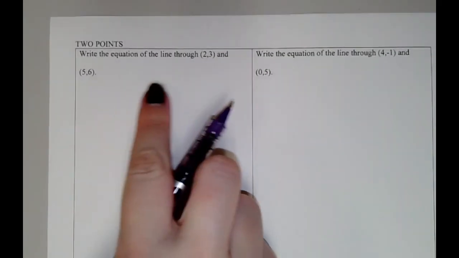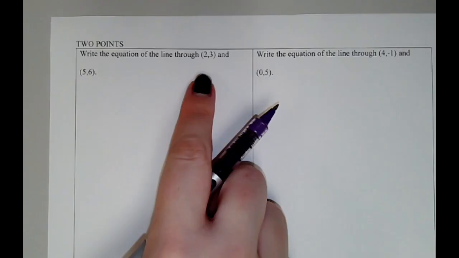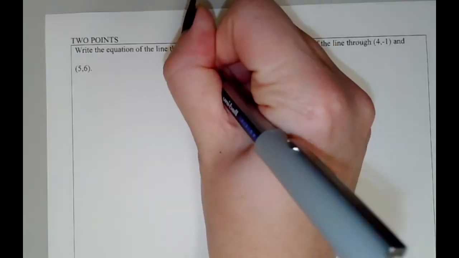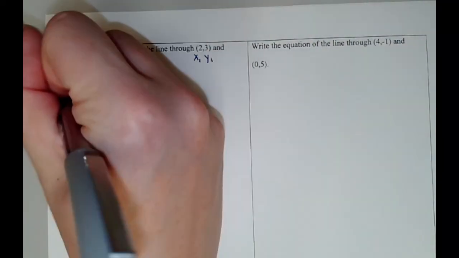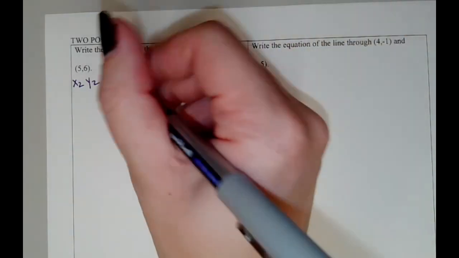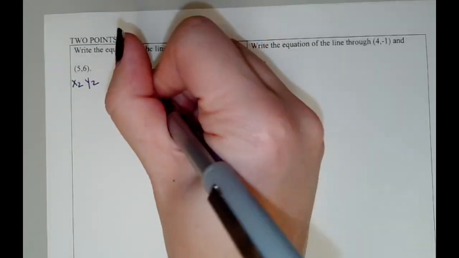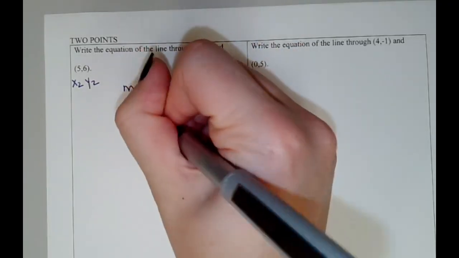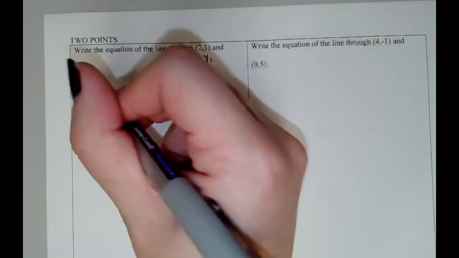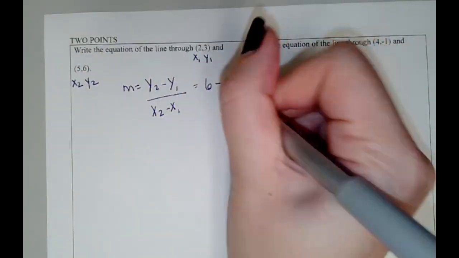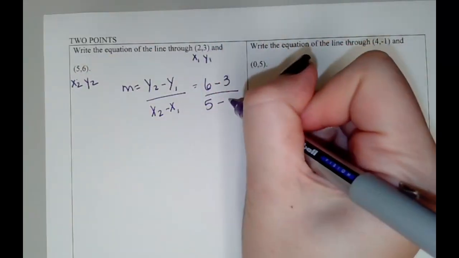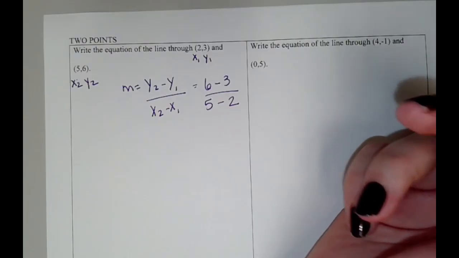We are still trying to write the equation of the line in that point slope form, but now I did not give you the slope. I gave you 2 points. This is where you're going to have to label x1, y1, x2, y2, and use that slope formula in order to find the slope. So y2 minus y1 over x2 minus x1. Plug it in. y2 was 6 minus y1, which is 3, over x2, which was 5, minus x1, which is 2. Then you go ahead and you simplify it.